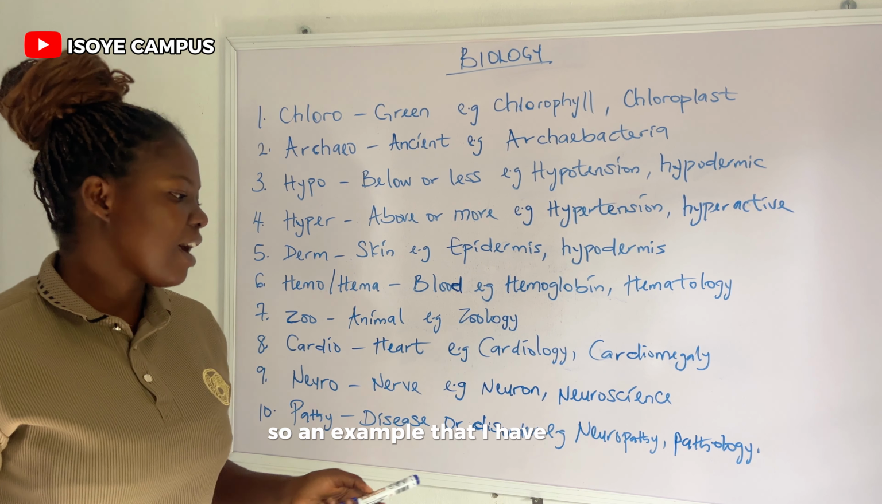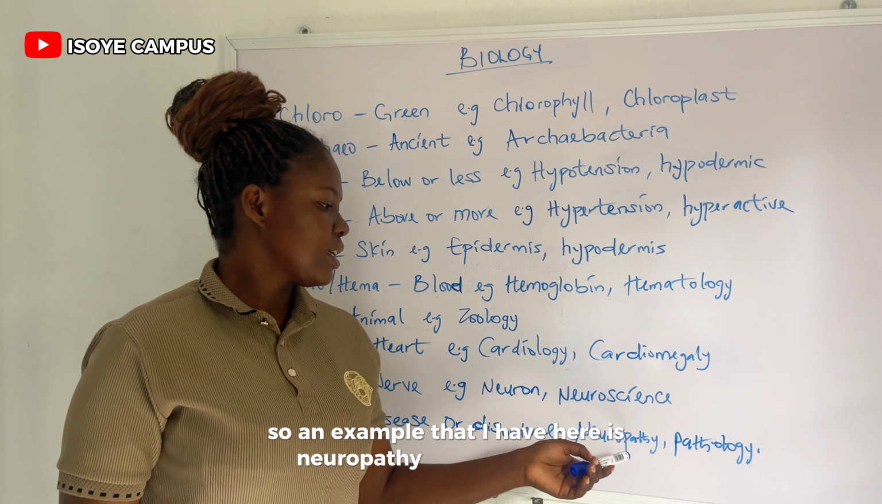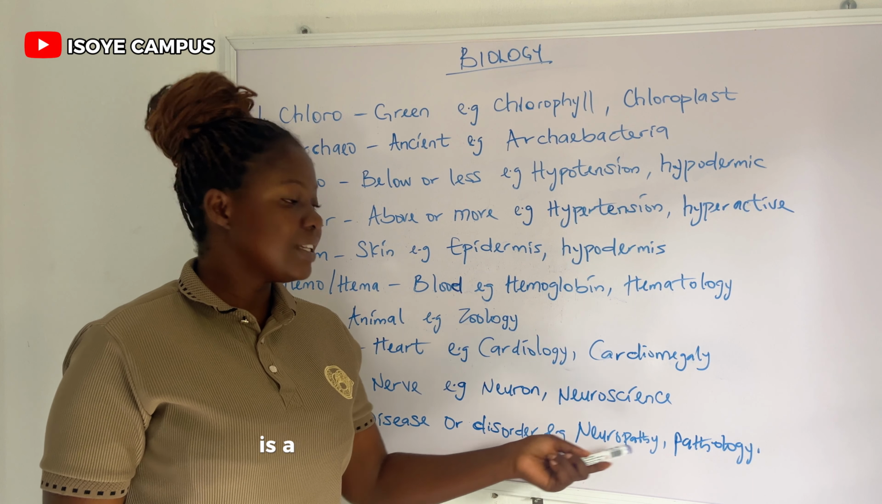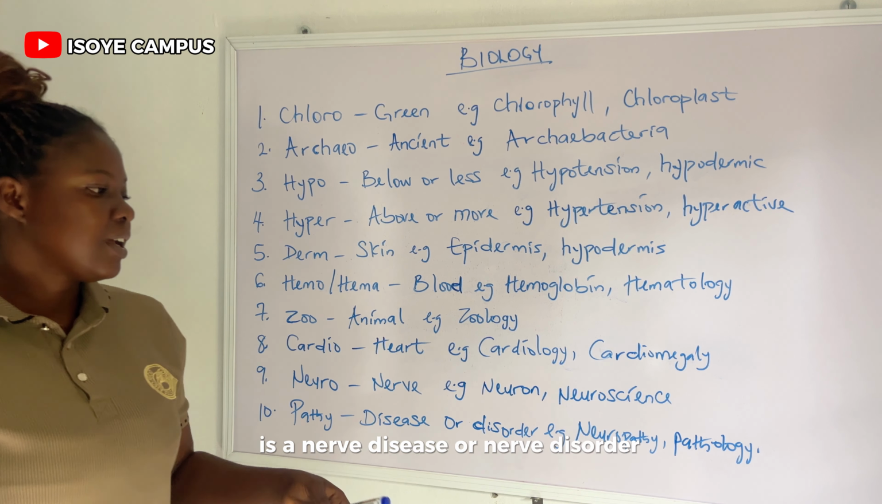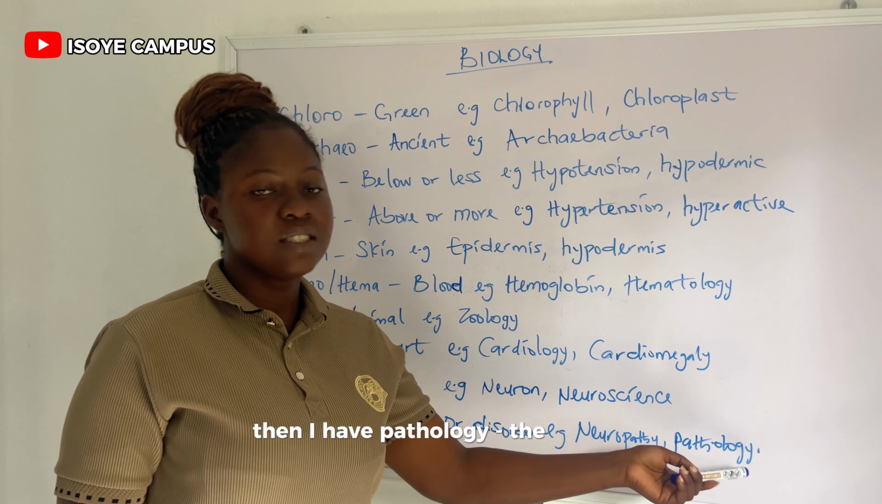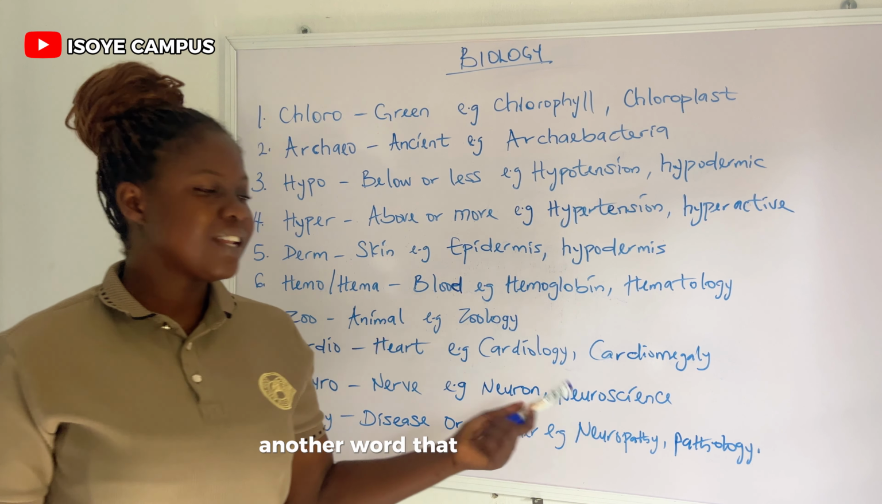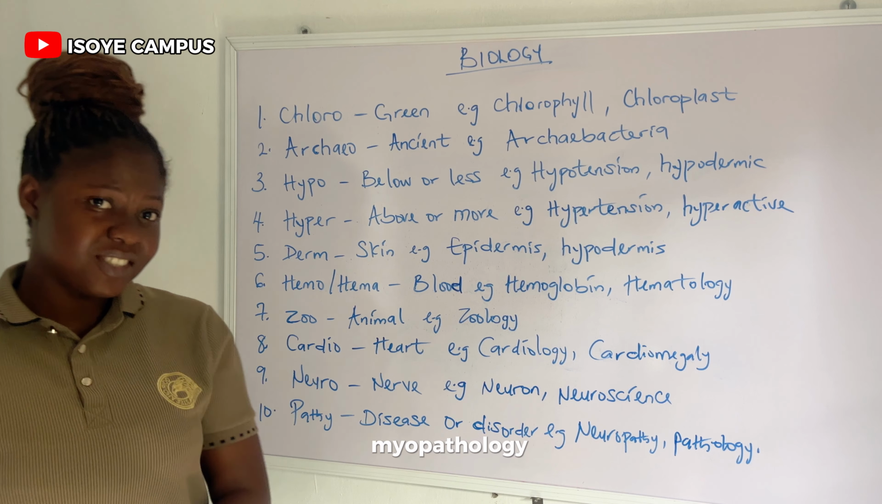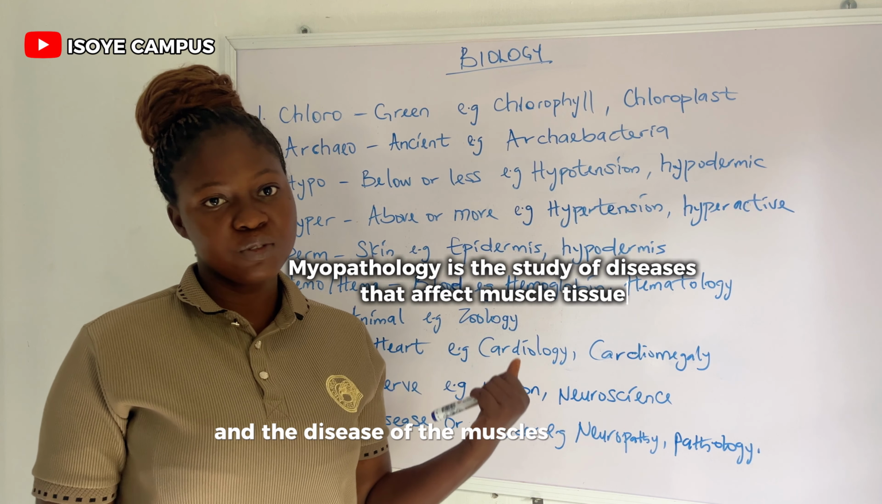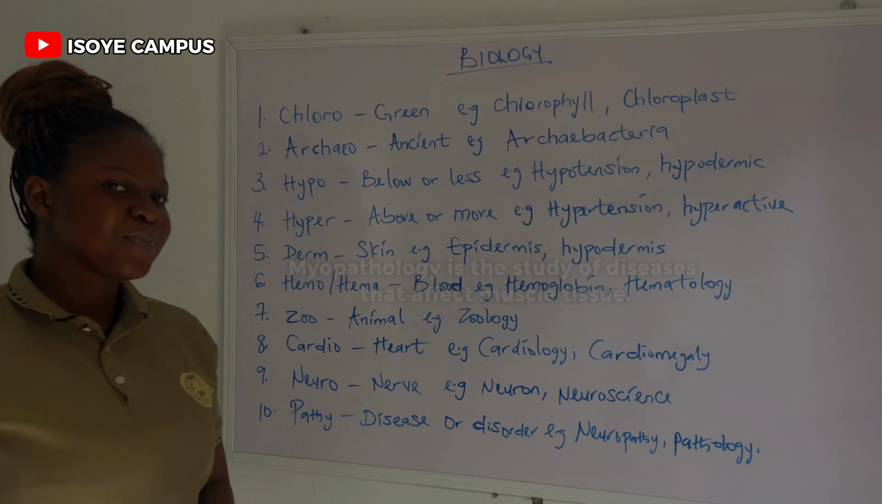So an example that I have here is neuropathy, which is a nerve disease or nerve disorder. Then I have pathology, the study of disease or disorders. Another word that I can give is also myopathology, the disease of the muscle or disorders of the muscles.